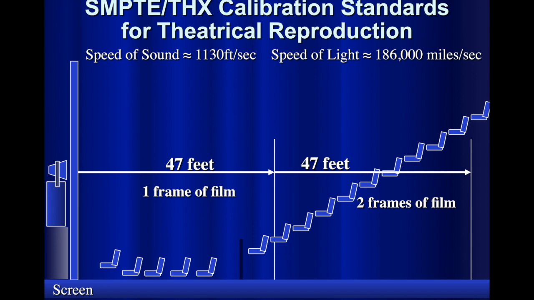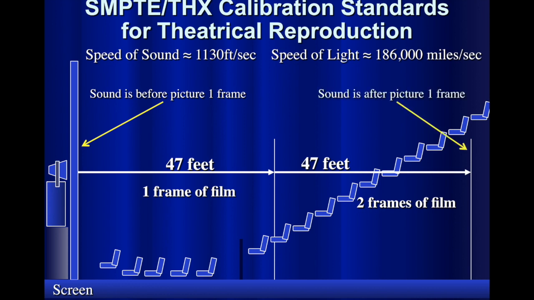So what you do is you advance the film. You advance the audio 1 frame. So the sound is actually before the picture 1 frame at the screen. The sound is after the picture 1 frame in the back of the theater. There it is, your sync point. So that's where you want to be.